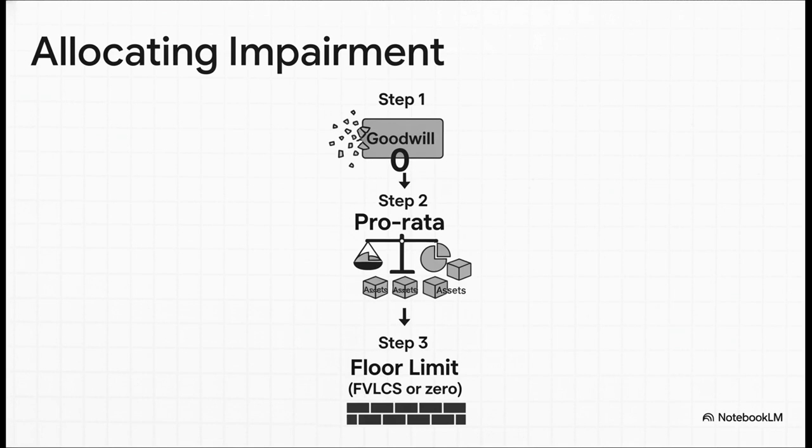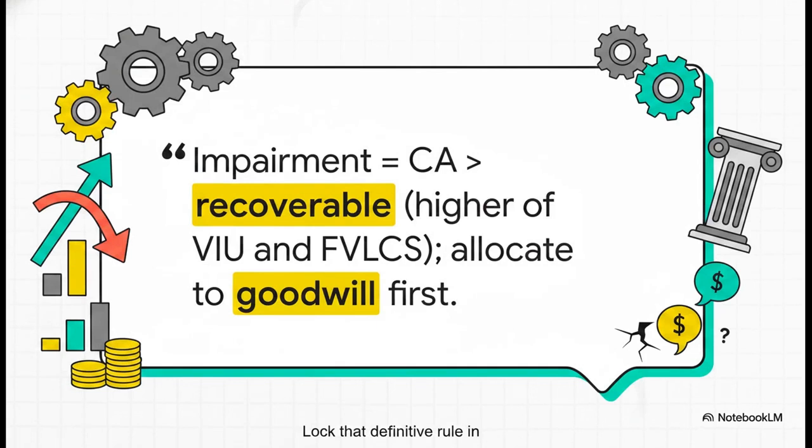When you have an impairment loss for a CGU, there is a strict pecking order for allocating that loss. Rule number 1, always destroy goodwill first. Reduce goodwill all the way to 0. Then, step 2, allocate the remaining loss pro rata to the other assets based on their carrying amounts. But remember the floor rule. You can never, ever reduce an individual asset's value below its own fair value less cost to sell, or below 0.